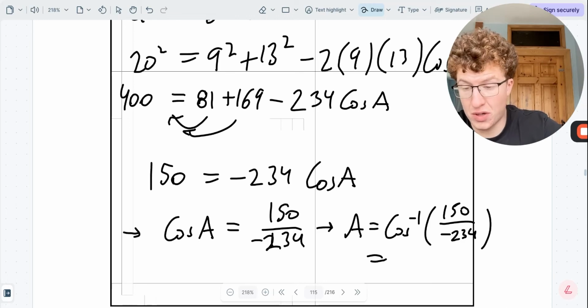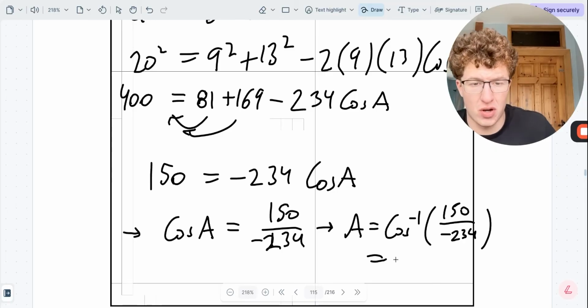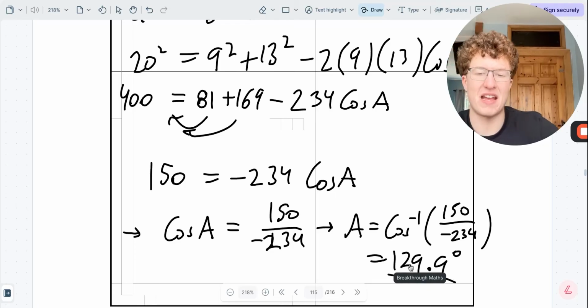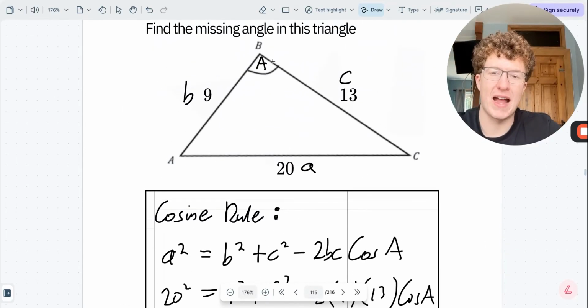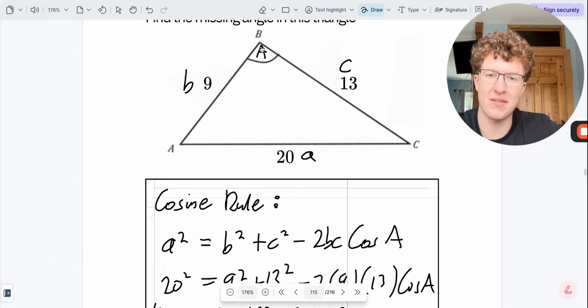Inverse cos of 150 over negative 234. And that's going to give you 129.9 degrees. So that's the angle. Remember, key thing here, label the triangle properly, and the angle has to be opposite the side. So like this small a will give us this big angle A. If I put A over here, it would be the angle down on the bottom right here.